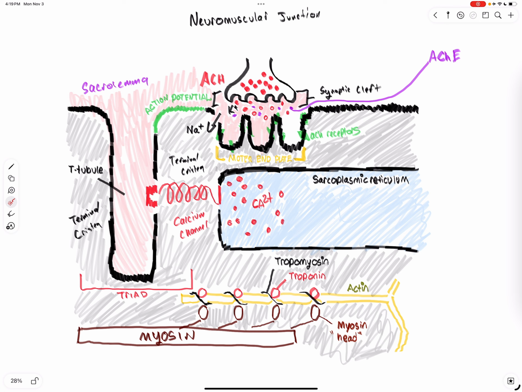It's just ending the signal. Then calcium is pumped back into the sarcoplasmic reticulum. Tropomyosin moves back to block actin, and the muscle relaxes.